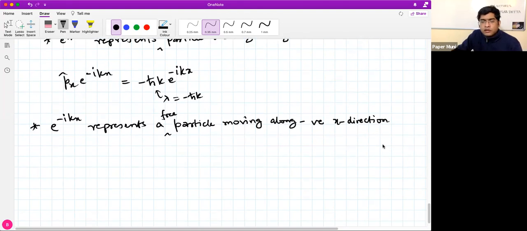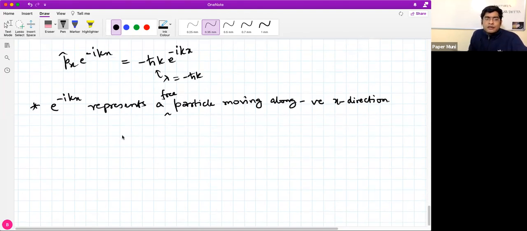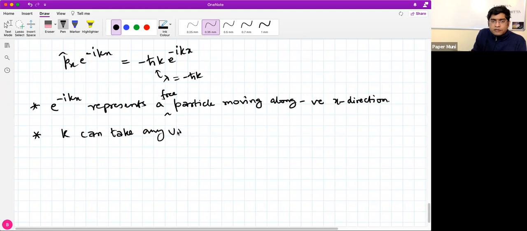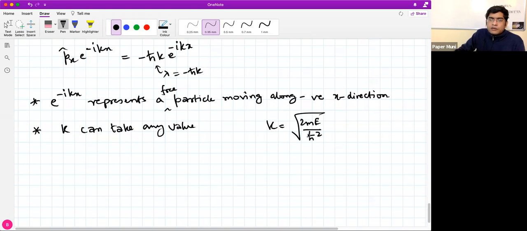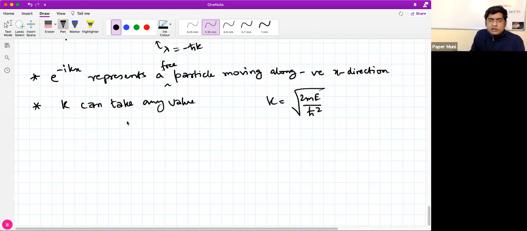Okay, all right. In this case, we do not have any restriction on k. Now k can take any value. It's not quantized, as we'll see in other potentials. K can take any value because it depends only on the mass and the energy of the particle. If you increase the energy of the particle, then k will change, and you can continuously vary this energy. Now k is not quantized, that means the energy is also not quantized here.